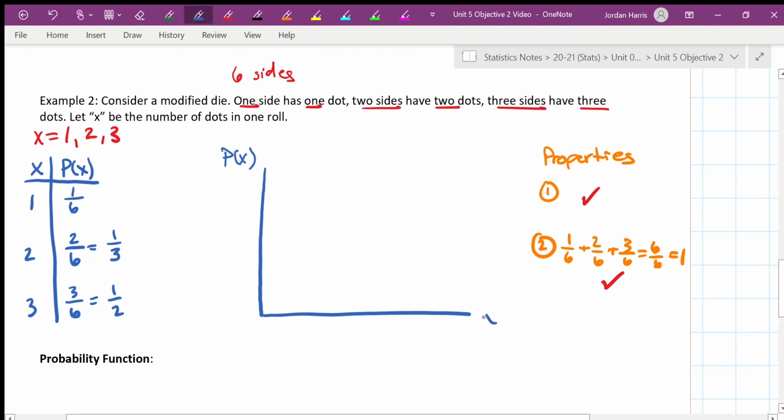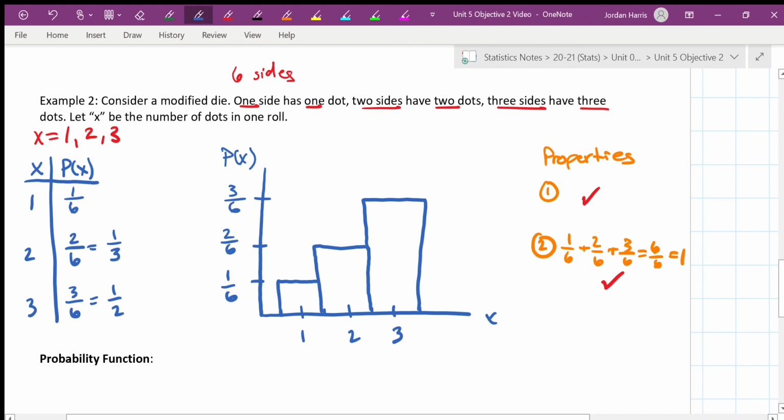Probabilities, x's. So we have 1, 2, and 3. Counting by 1/6. Remember, whenever you make a scale, make sure you count by the same amount. You can't change it because that will change the valuation. So 1/6. Then it's 2/6. And then finally 3/6. And then you have it. That is my histogram for this.